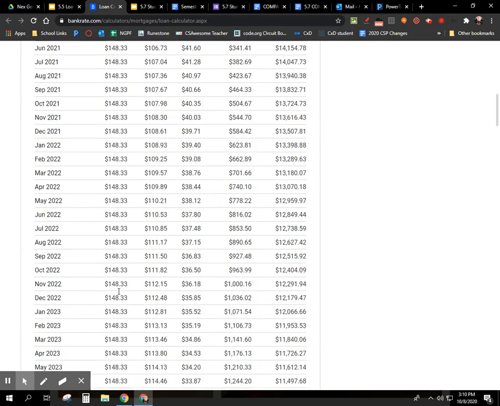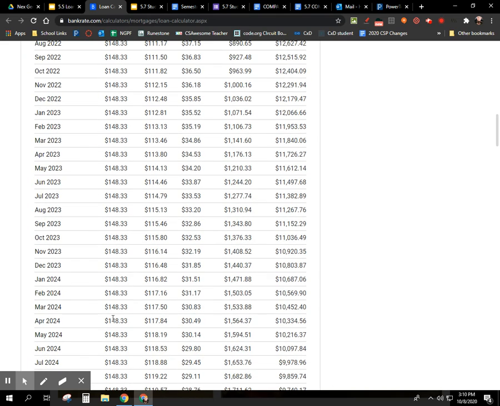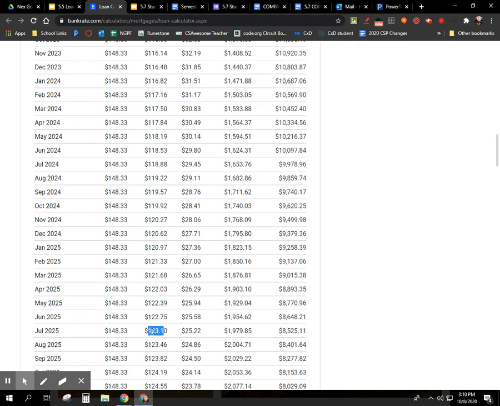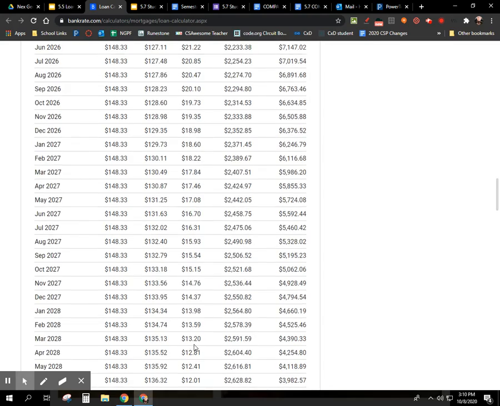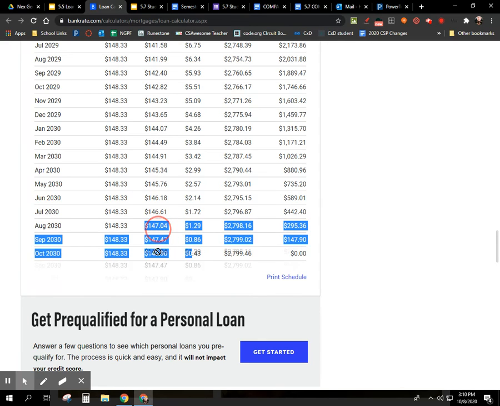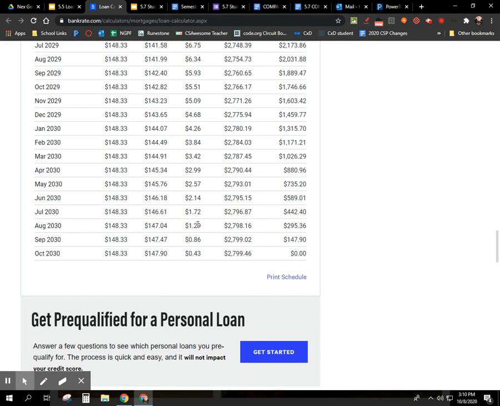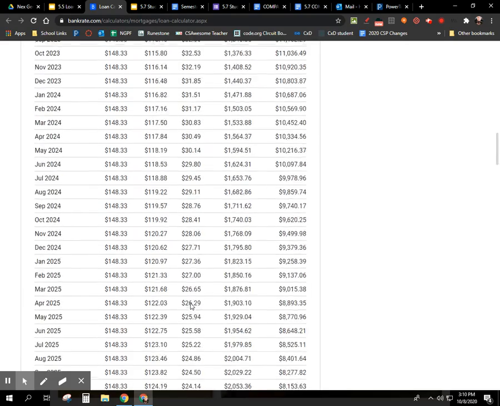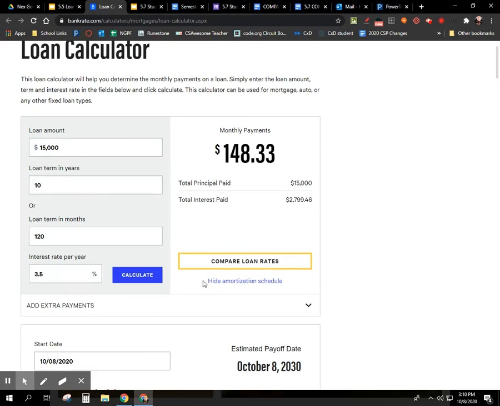So you can see that your payment, because it's an installment loan, will always be 148.33. But you can see that as I get closer to the end of the loan, I'm always going to be paying more towards the principal than towards interest. So by the time I get down here to my last few payments, almost everything I'm paying is going towards the principal and not towards interest. Okay, so that's the generic part.